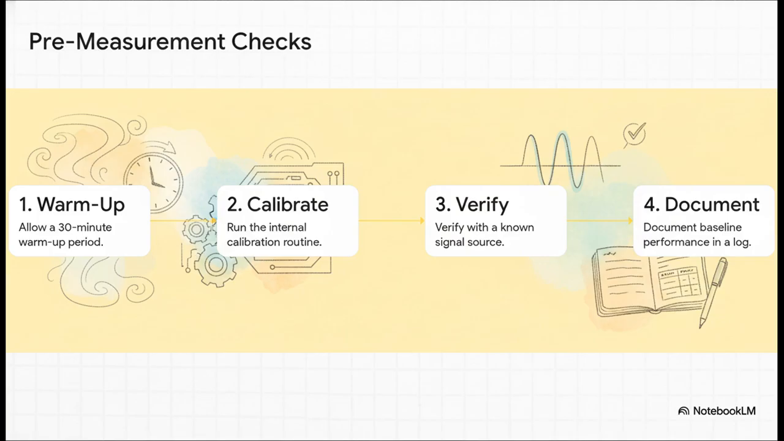And this brings us to our final pre-flight check before you take any critical measurement. 1. Let the machine warm up for a good 30 minutes to stabilize. 2. Run its own internal calibration routine. 3. Check it against a signal you know is accurate. And 4. Log the results. This simple discipline is what separates professional engineering from just guesswork.